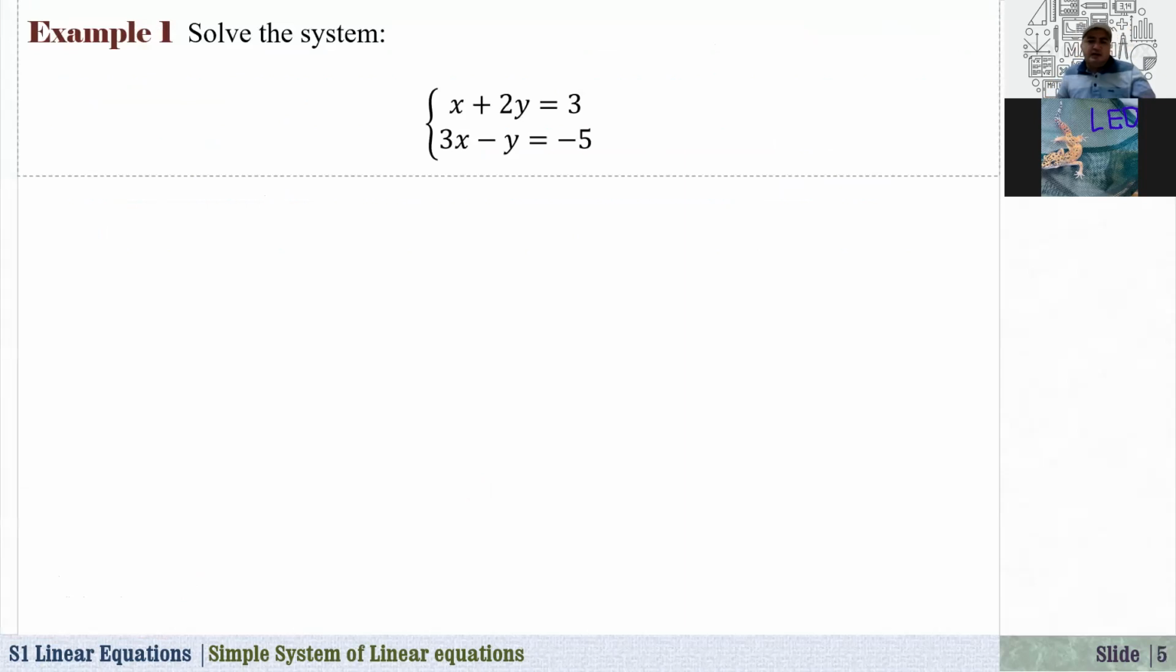For example, here, if you're given this system, right? Using two different ways, let me just immediately show both ways here. The first method is the elimination method. The second one is the substitution method.